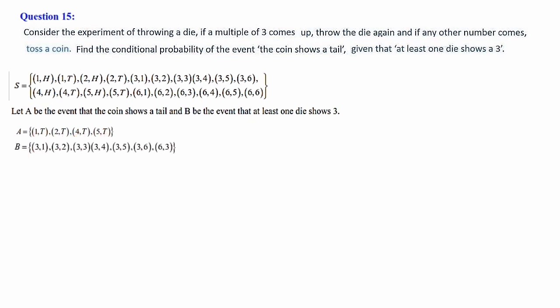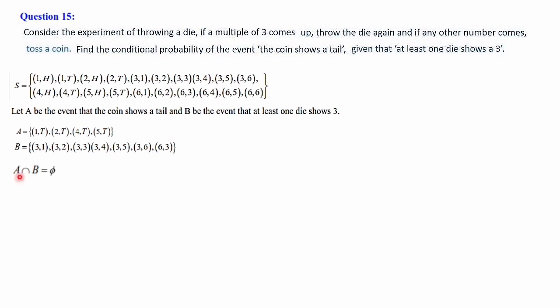Next is B. B is that at least one die shows a 3. At least one die shows a 3 means 1 three or more than 1. 2 threes is also no problem. So in the first row we have 3,1; 3,2; 3,3; 3,4; 3,5; 3,6. And in the second row there is only 6,3, which shows a 3. So these are the outcomes: 3,1; 3,2; 3,3; 3,4; 3,5; 3,6 and 6,3.